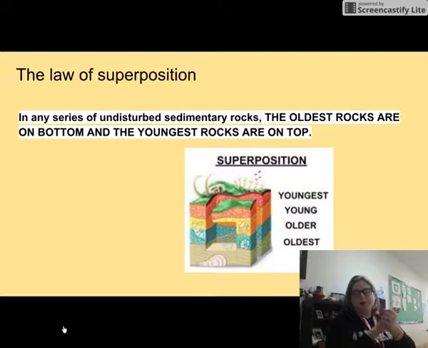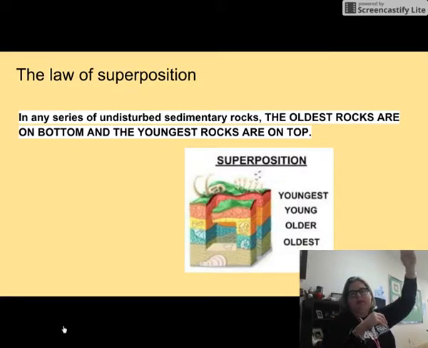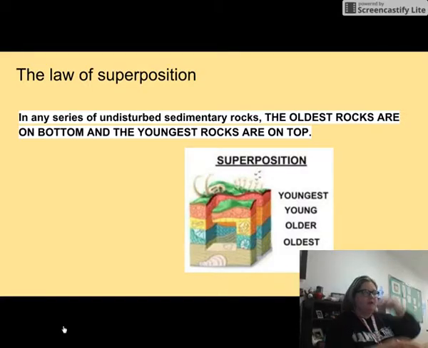The law of superposition really only applies to layers of rocks that are laid down flat. It's the first law that you need to know, though. Throughout this unit, we're going to go through several laws and several examples of how superposition can be disturbed. But what I want you to always think about is, when in doubt, go to the bottom. The bottom's always going to be the oldest, and the stuff at the surface is always going to be the youngest.